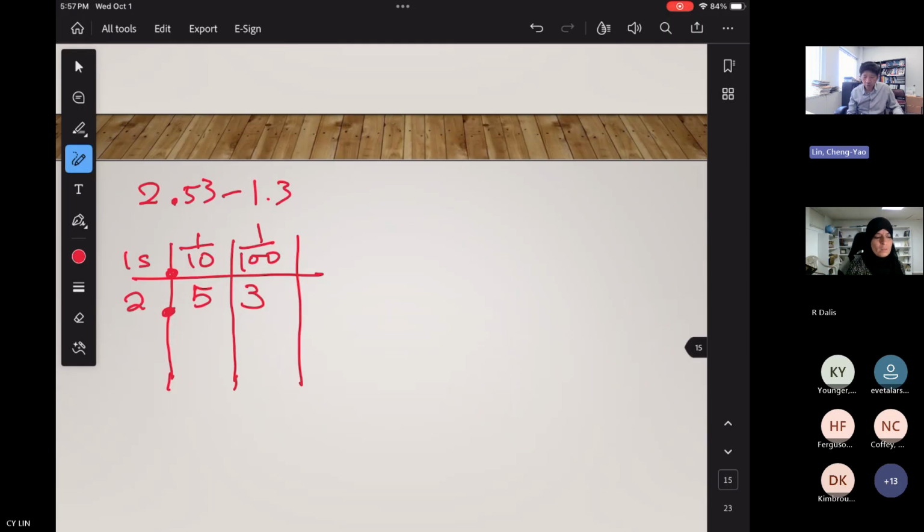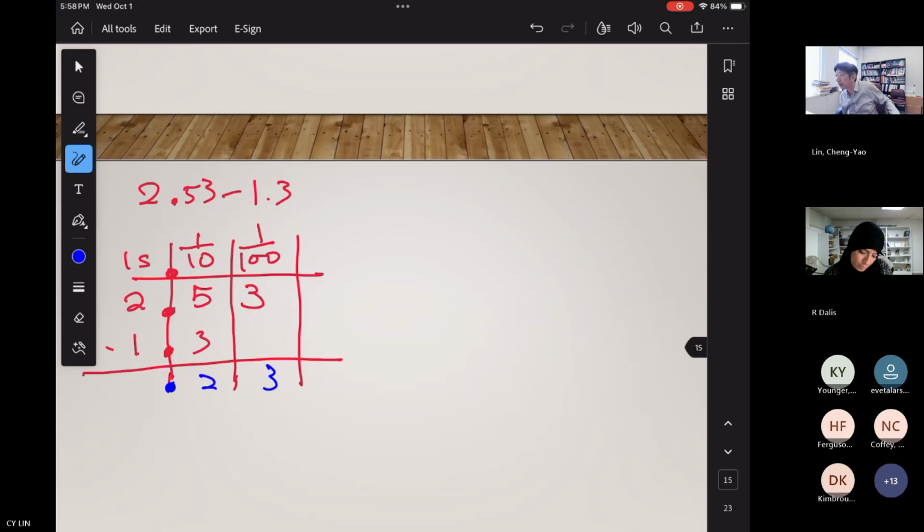Right. So 2.53 and then subtract 1.3. So therefore, subtract this. And then we got 3 there, we got 2 there. Decimal point, line up, yes or no? Yes. In all addition and subtraction, we have to line up the decimal point. Okay. So therefore, that's 1.28. Is that right?